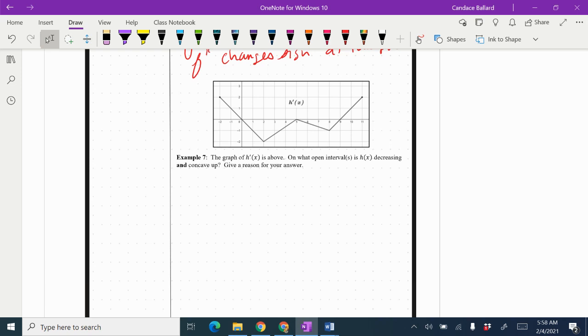In this video, we're going to continue topic 5.6, which is concavity, and we're going to look at example 7. So the graph of h prime is above, so I'm starting with the derivative graph. On which open intervals is h decreasing and concave up? So I have to look at decreasing plus concavity, and we're supposed to give a reason for our answer.